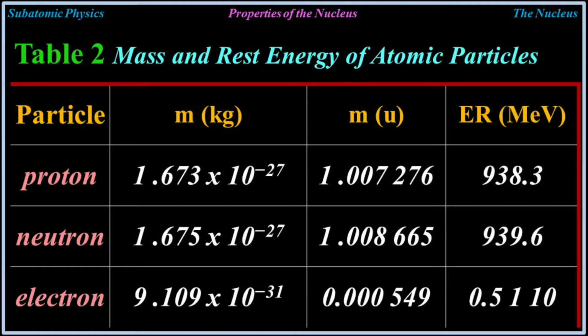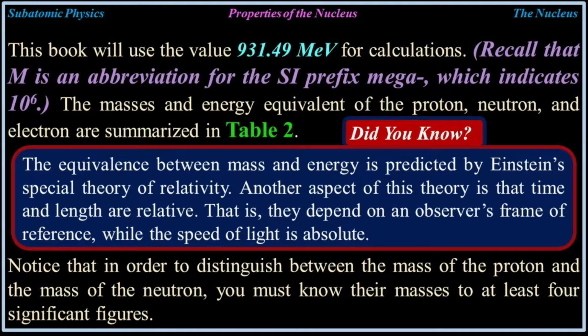Actually, fairly interesting. This book will use the value 931.49 mega electron volts for calculations. Recall that M is the abbreviation for the SI prefix mega, which indicates 10 to the 6th. The masses and energy equivalents of the proton, neutron, and electron are summarized in Table 2.